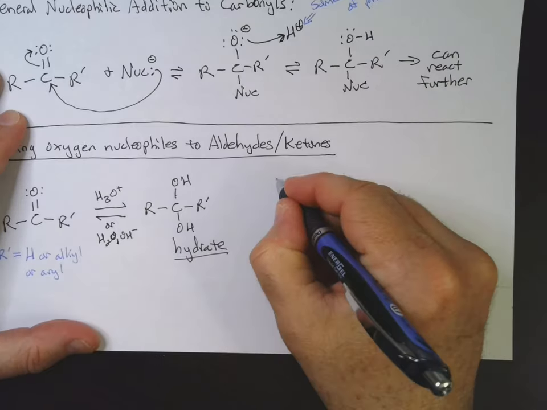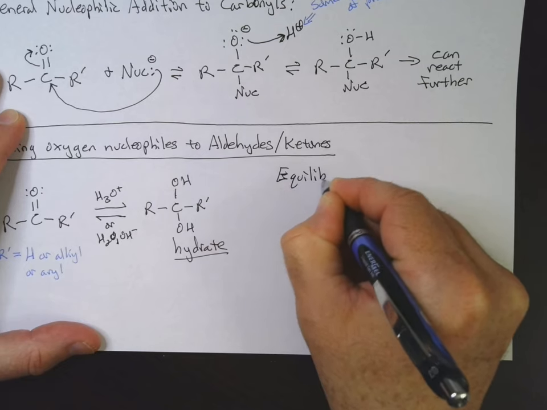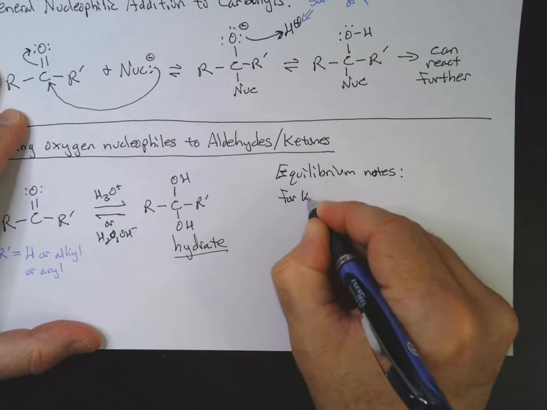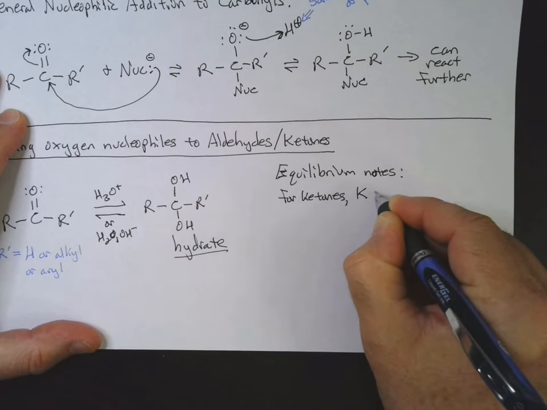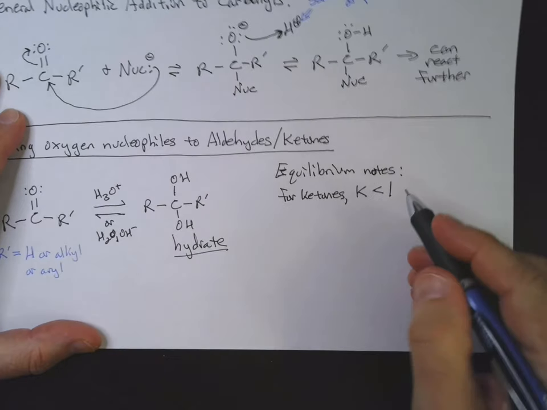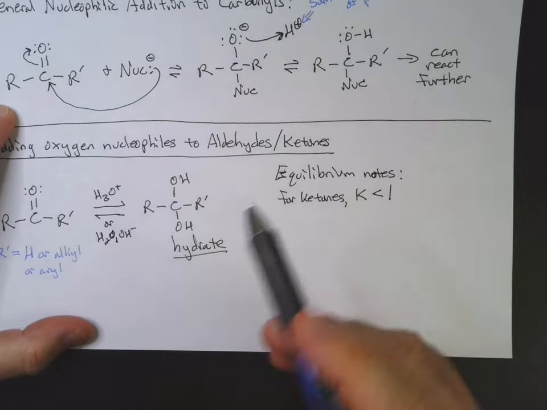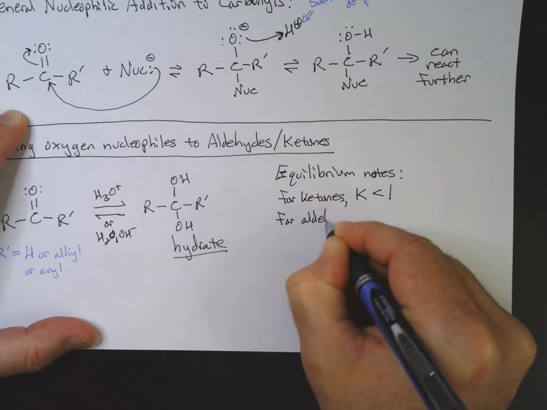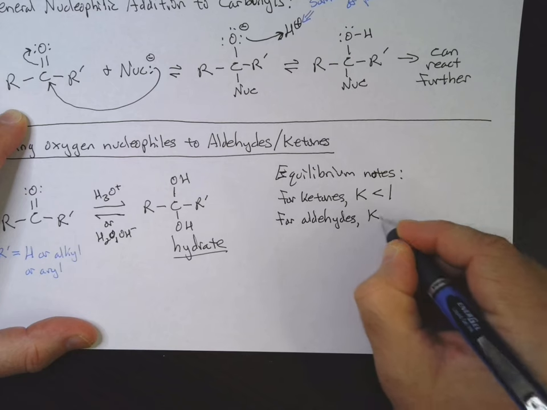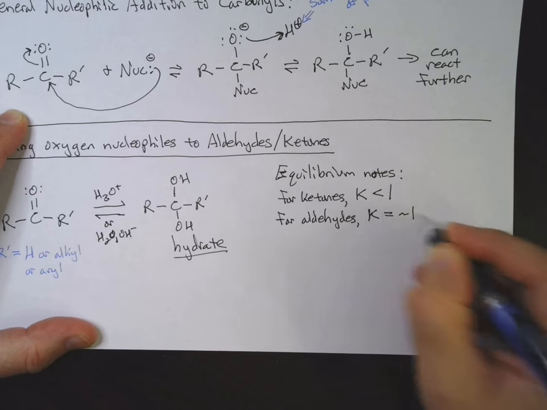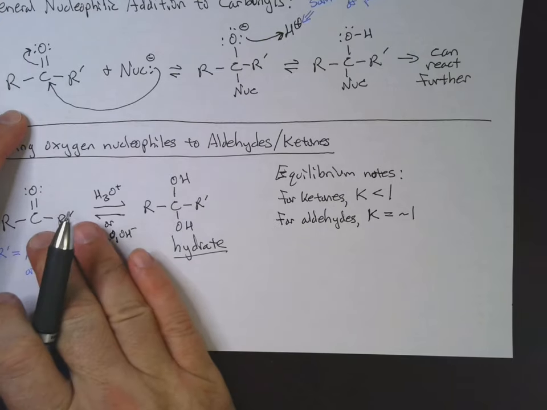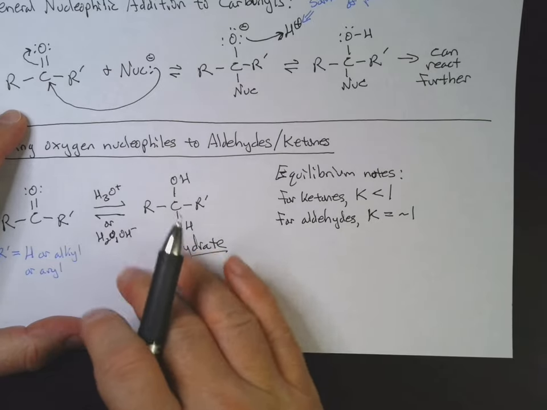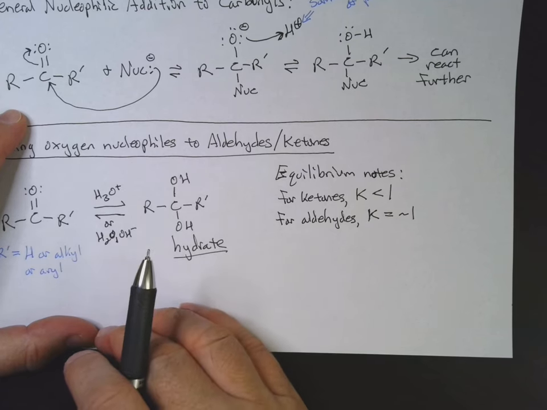So, some equilibrium notes. For ketones, K, our equilibrium constant, is going to be less than 1. So ketones favor the carbonyl species, the keto species. For aldehydes, K is approximately equal to 1. So you get about a 50-50 mixture of the aldehyde and the hydrate. That essentially is saying that aldehydes tend to be more reactive towards nucleophilic addition than ketones do. We can actually make use of that later on.